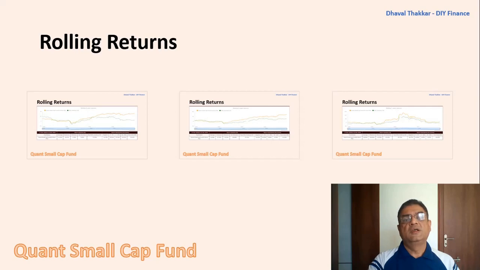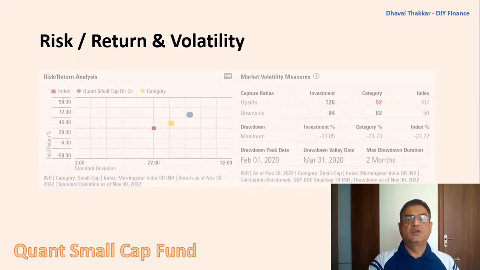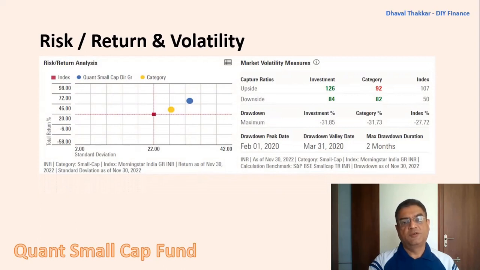Now let's also see the upside and downside capture ratios. The upside capture ratio is the measure of how the fund performed relative to the index during the period when the index rose. Here, the value is 126, which indicates that the fund outperformed 26% more than the index during the rise period. Here, higher the value is better and should generally be more than 100.